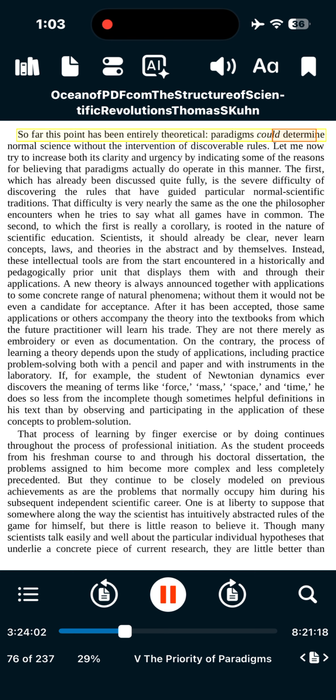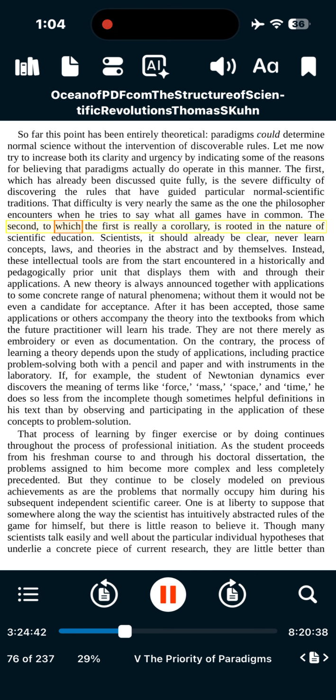Paradigms could determine normal science without the intervention of discoverable rules. Let me now try to increase both its clarity and urgency by indicating some of the reasons for believing that paradigms actually do operate in this manner. The first, which has already been discussed quite fully, is the severe difficulty of discovering the rules that have guided particular normal scientific traditions. That difficulty is very nearly the same as the one the philosopher encounters when he tries to say what all games have in common.